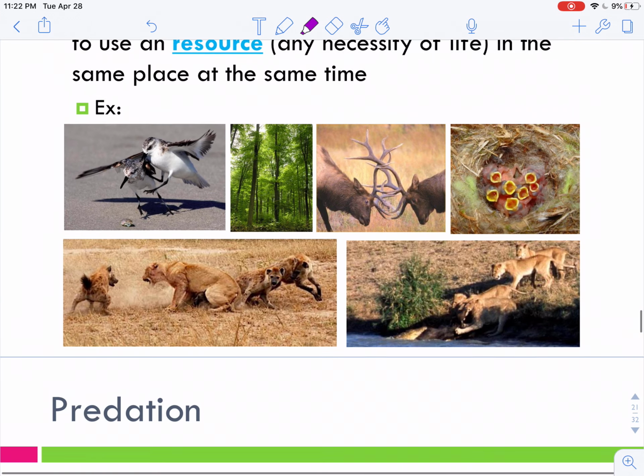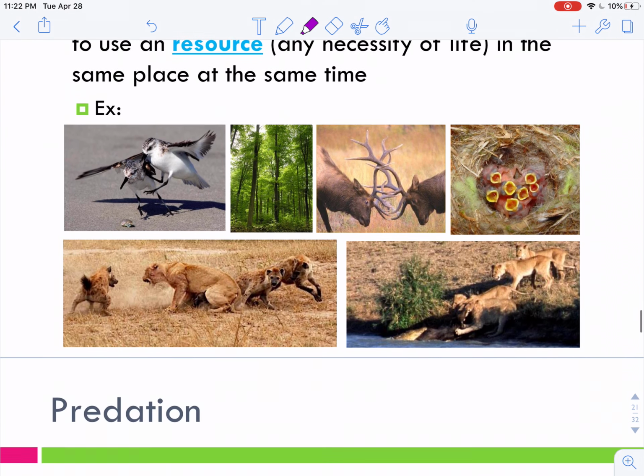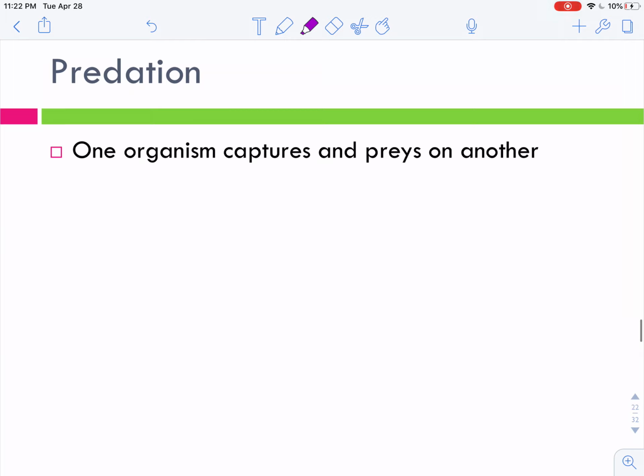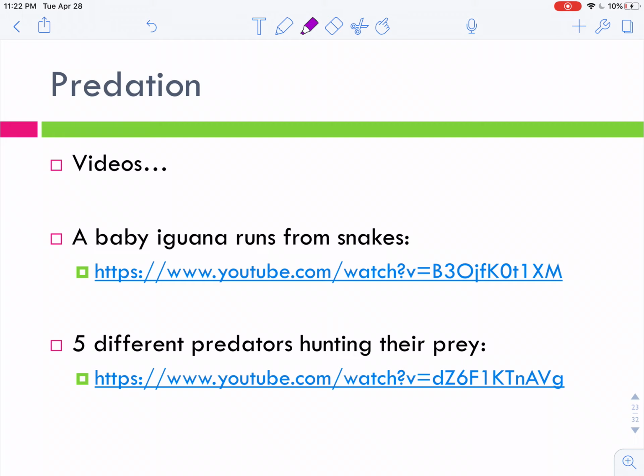So competition is basically organisms fighting for the same resource. Okay, predation, like predator. The predator hunts the prey. The predator eats the prey. No surprise there. And there were some cool videos here. The first one is when this baby iguana ran away from the snake. That's one of my all-time favorite videos. Lots of drama in that one.